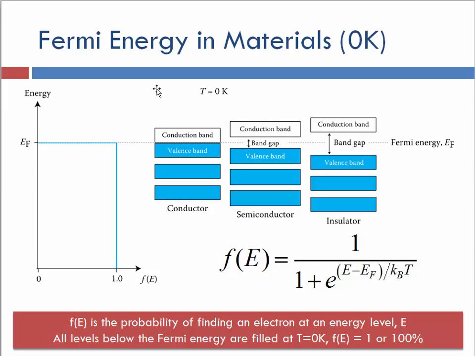So let's look at the Fermi energy first. Let's assume that we are at 0 Kelvin. Okay, that's a very important assumption here. So the Fermi function here is the probability of finding an electron at an energy level E. All the energy levels below the Fermi energy are filled at T equal to 0. The probability is 100%, or 1, that you will find all of the electrons below that Fermi energy level. So that's what F of E tells us. It's a probability of finding an electron. And at T equal to 0, the entire probability is that the electron will be below E sub F.